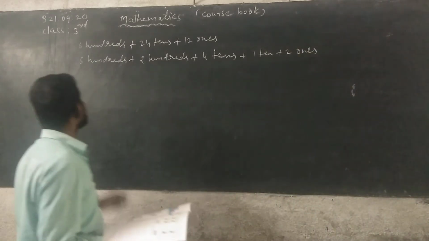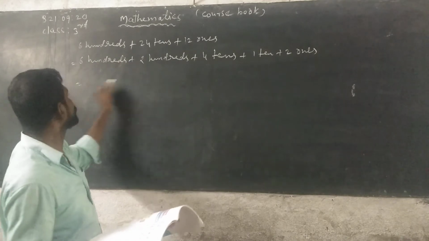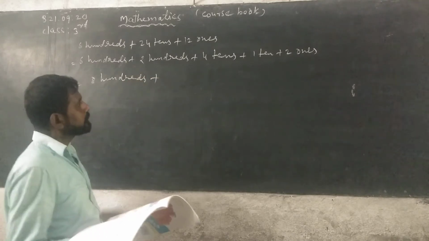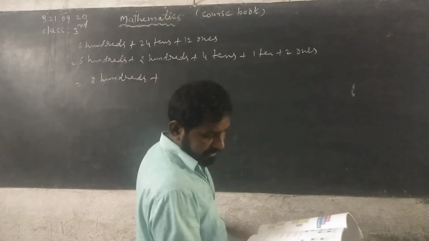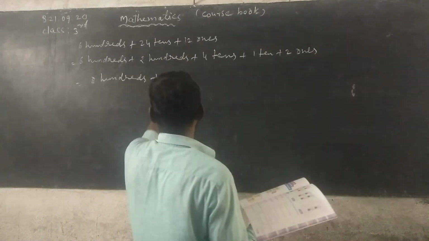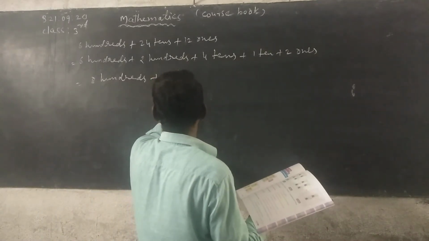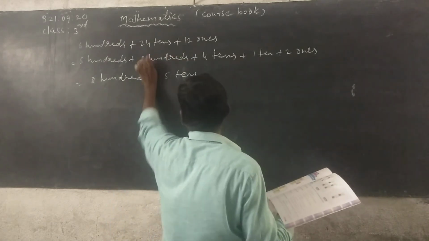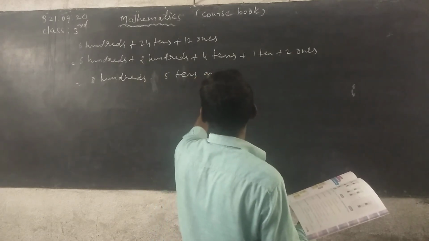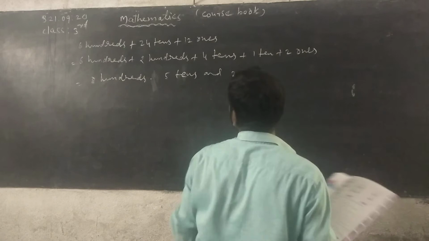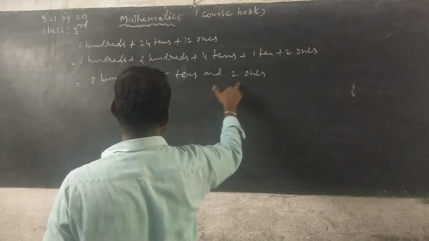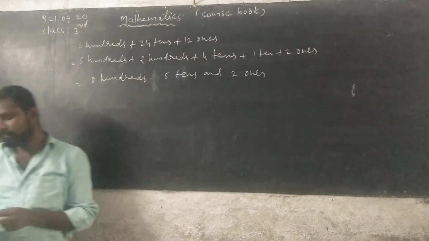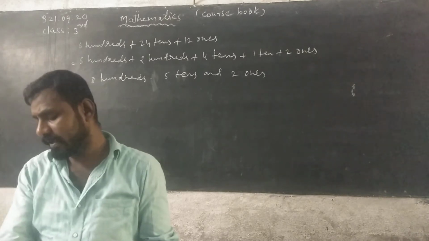See here, how many hundreds are there? 6 hundreds plus 2 hundreds, 8 hundreds. 4 tens plus 1 ten, total 5 tens. And 2 ones. So 8 hundreds, 5 tens and 2 ones. Like that. Next, the concept of building simplifies the addition process and makes it easier to solve the addition.